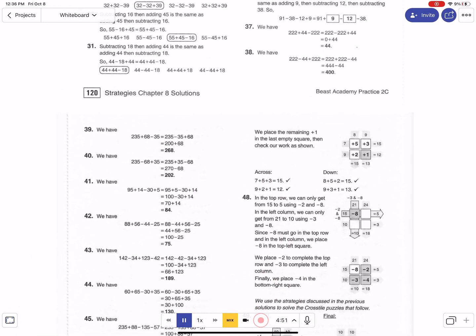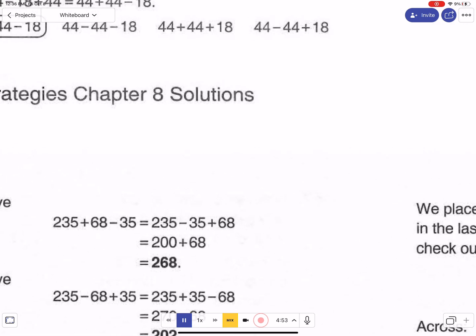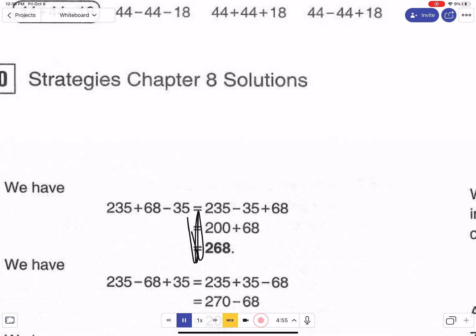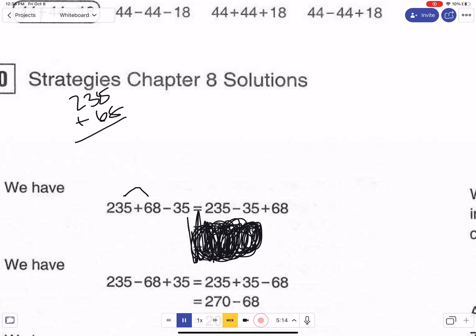So let's do this one. I know you can see the answer already, but we're just going to pretend you can't see that. So I'm going to cross it out, and we're going to do this problem just as a quick review from last week. So we're going to do 235 plus 68. You can do it off to the side here. That's a 5, by the way. I know my handwriting is kind of messy. Let's do that again. So 235 plus 68.